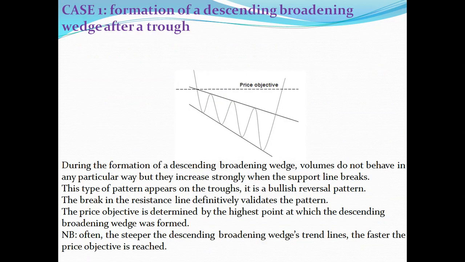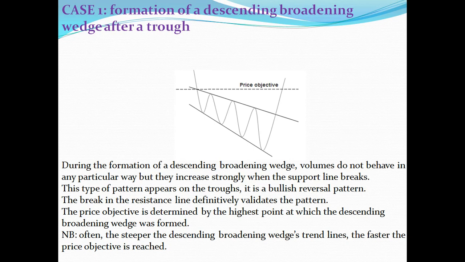So case number 1: formation of a descending broadening wedge after a trough. Trough means bottom. So you see here the stock is going in a downtrend, and after 2-3 touches this has been formed and the stock is going in an uptrend. During the formation of a descending broadening wedge, volume does not behave in any particular way, but it increases strongly when the support line breaks. This type of pattern appears on the troughs. It is a bullish reversal pattern.